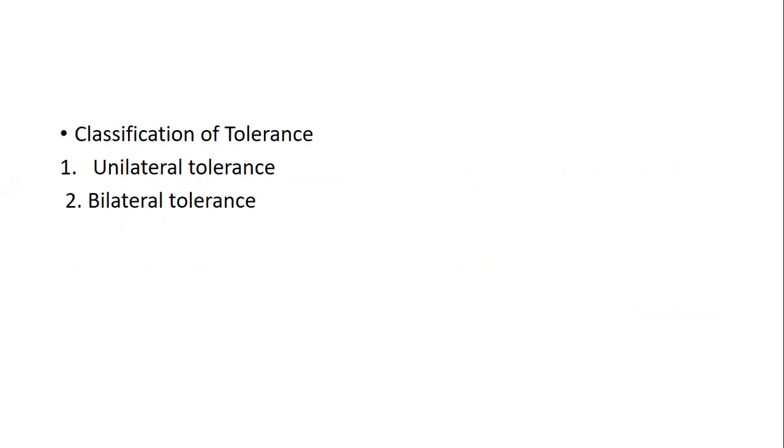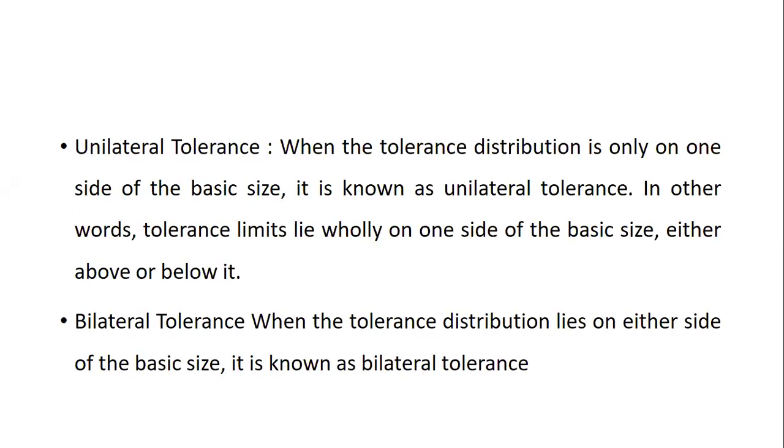What are the different types of tolerances? Unilateral and bilateral tolerances. In unilateral tolerance, the tolerance distribution is focused only on one side of the basic size of the part. Whereas in bilateral tolerance, the tolerance distribution lies on either side of the basic size of the part.